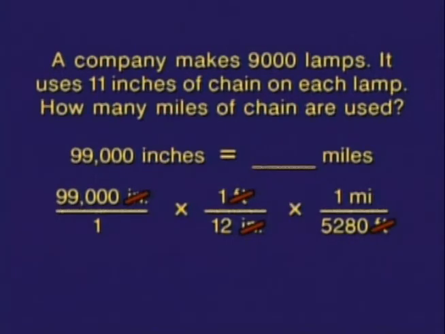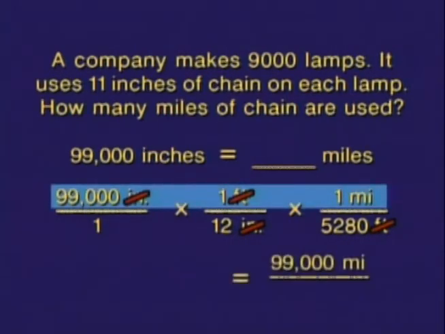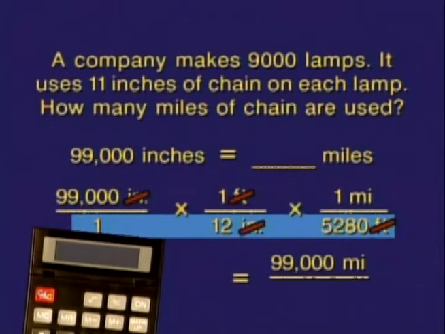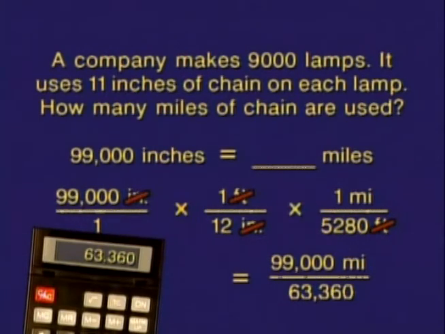Next, multiply. In the numerator, we have 99,000 miles. In the denominator, multiply 12 times 5,280. We'll use a calculator. The denominator is 63,360. This is a division problem. We'll divide the numerator by the denominator. Rounded to the nearest tenth, the answer is 1.6 miles. The company uses about 1.6 miles of chain on 9,000 lamps.